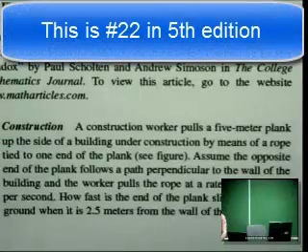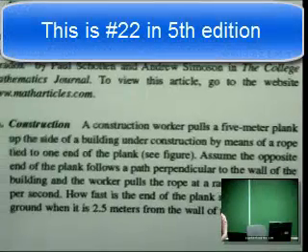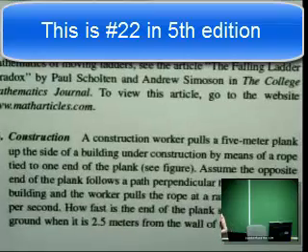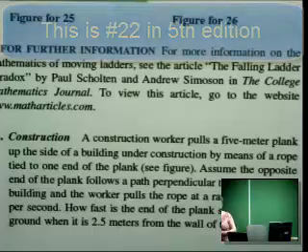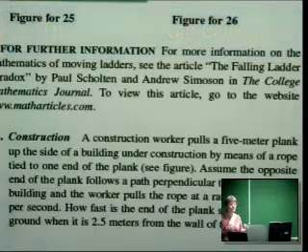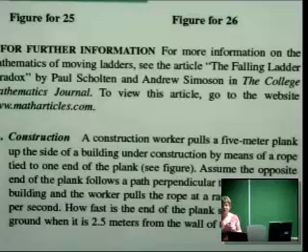A construction worker pulls a 5-meter plank up the side of a building. So instead of a 10-foot ladder, we have a 5-meter plank. But still, he's pulling it up the side of the building under construction by means of a rope tied to one end of the plank.